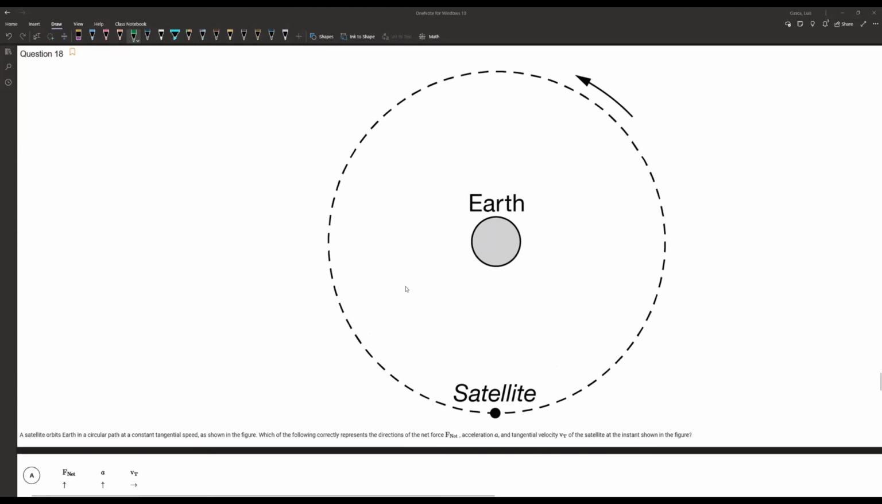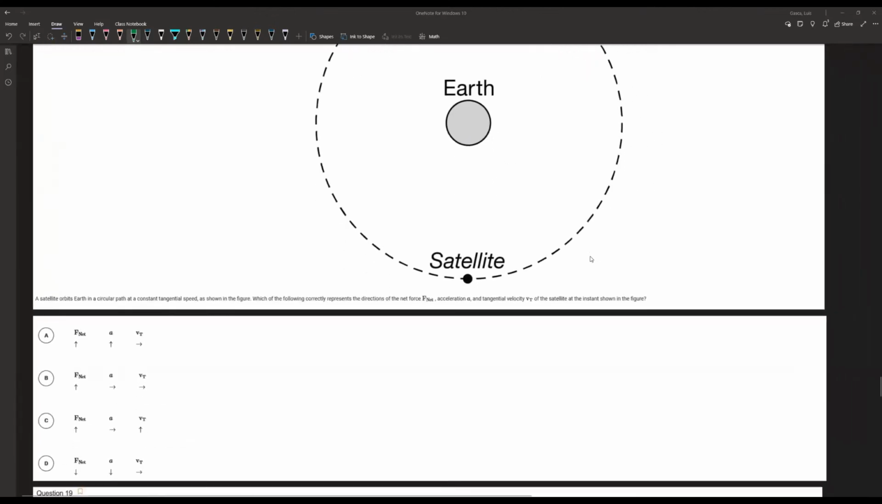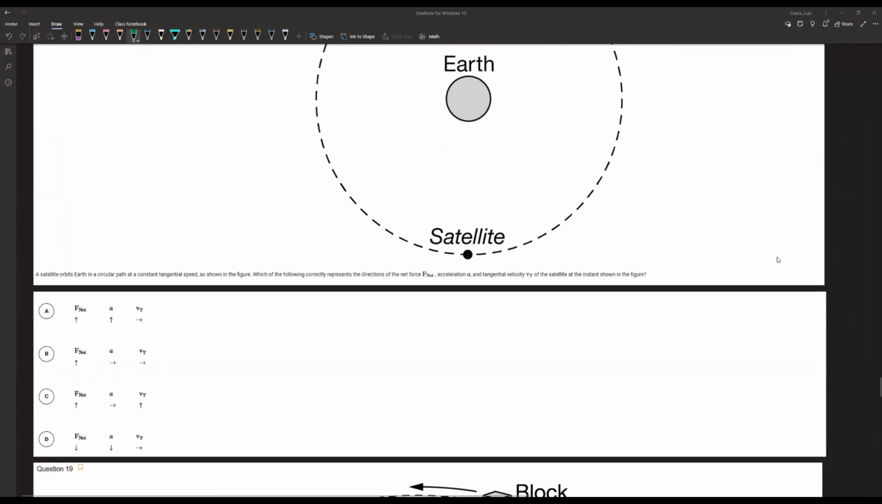Okay, here's the Earth and a satellite. A satellite orbits Earth in a circular path at a constant tangential speed as shown in the figure. Which of the following correctly represents the directions of the net force, acceleration, and the tangential velocity of the satellite as shown in the figure? So the satellite is going to be at the bottom of this orbit. In which direction are the net force, acceleration, and the velocity?